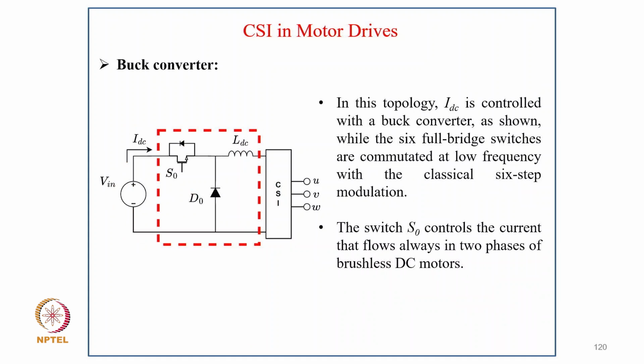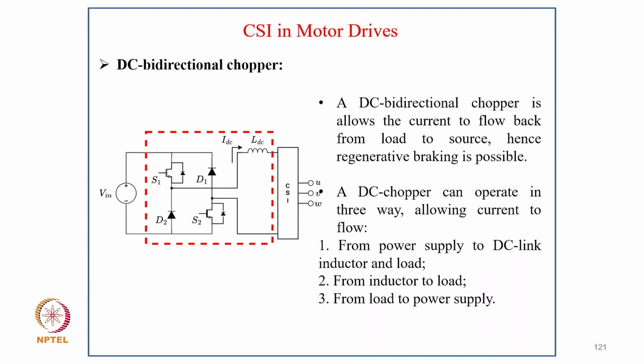Typically here, with the buck converter, we are able to derive the current source. So in this topology, IDC is controlled with the buck converter as shown, while the full bridge switches are commutated at low frequency with the classical 6-step modulation, and the switch S2 controls the current that flows through the two states of the brushless DC motor.